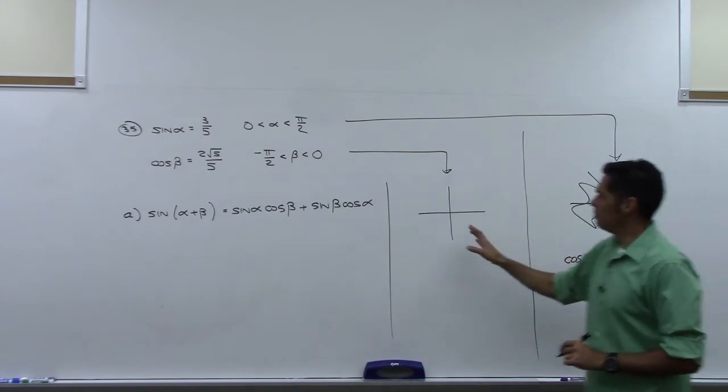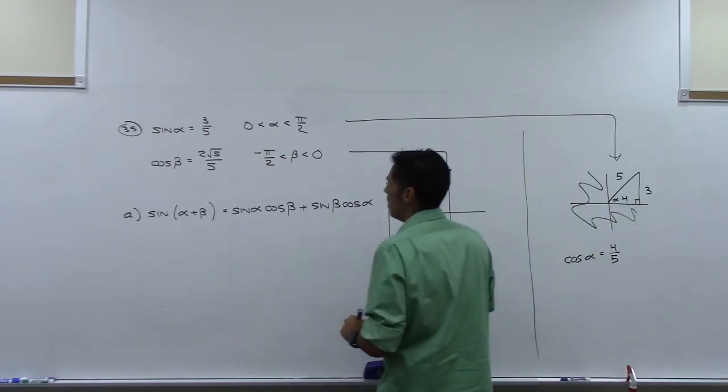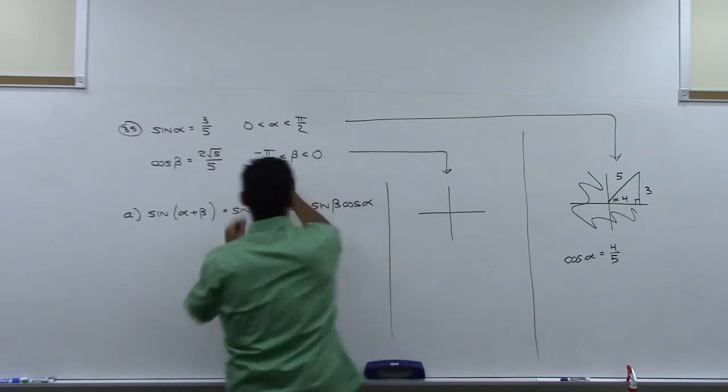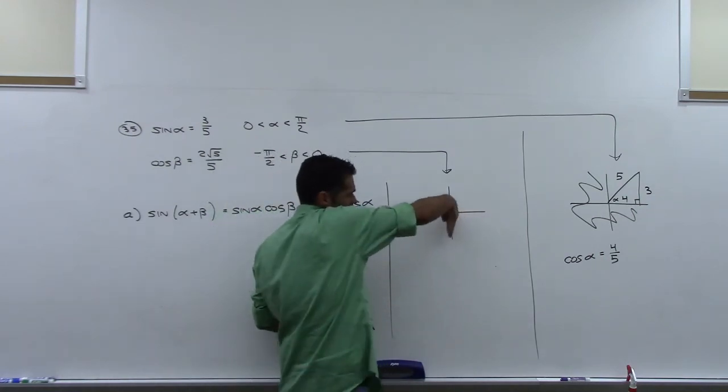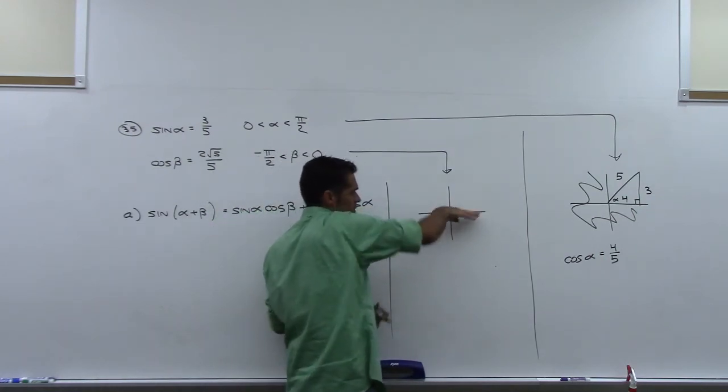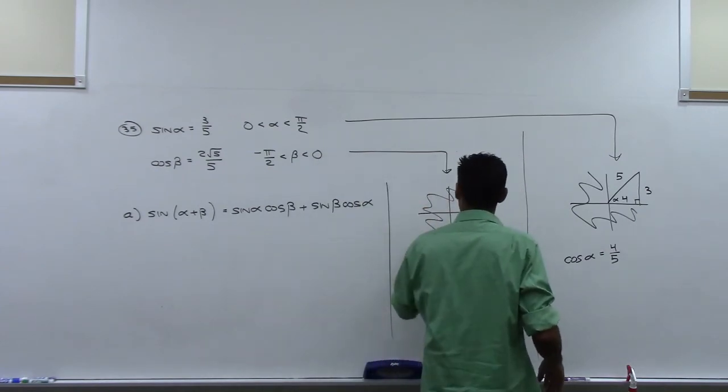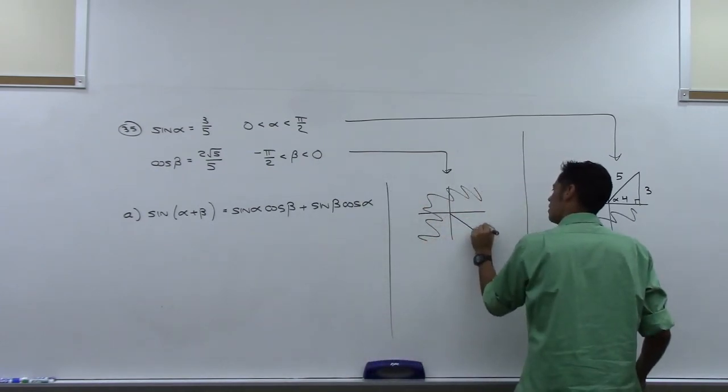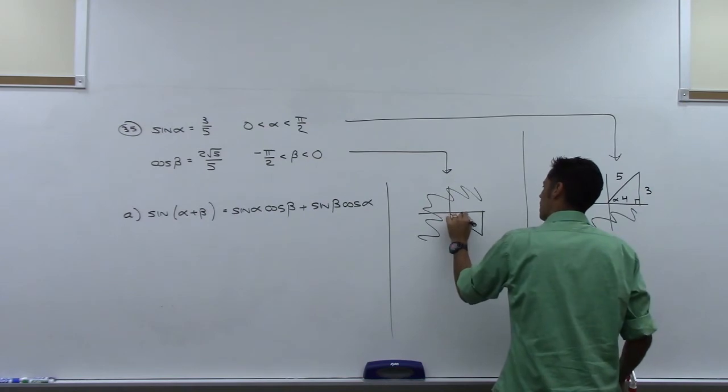Okay, let's do this one. I know that I'm between negative pi over 2 and 0. So negative pi over 2 is right here, 0 is right there. So I'm in between there. I'm going to draw a little triangle like this. I know that my angle beta is like that.